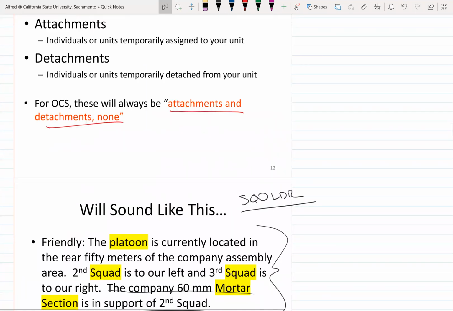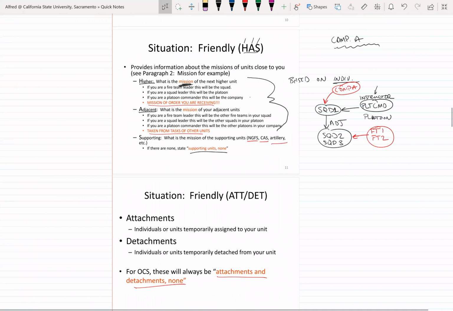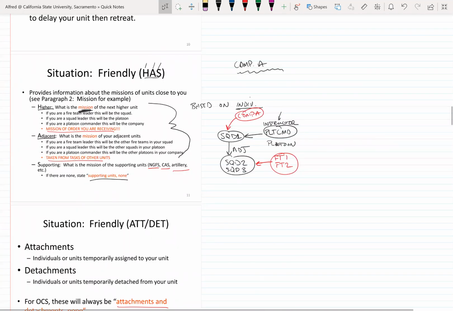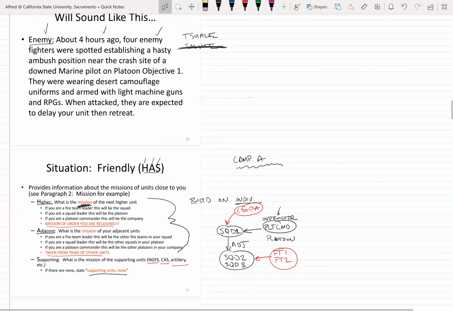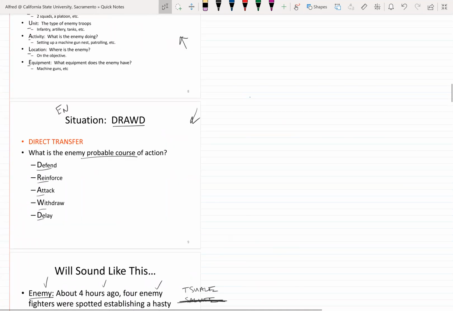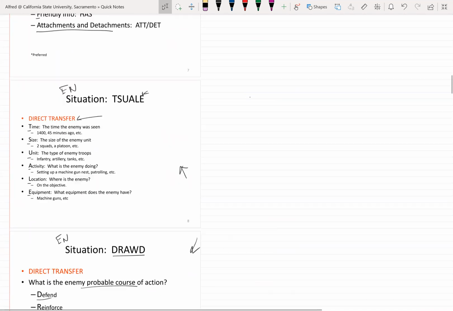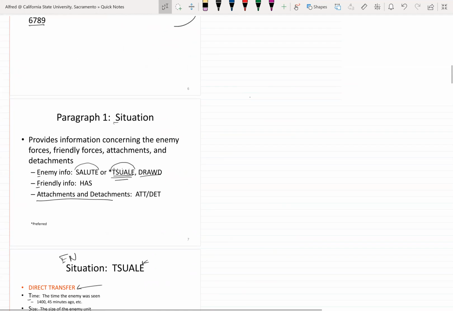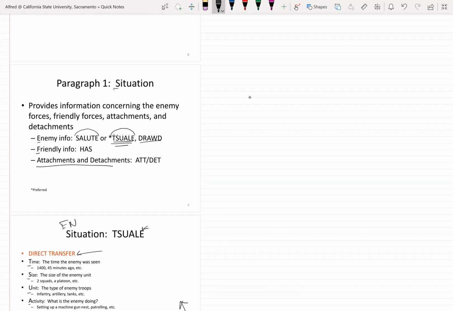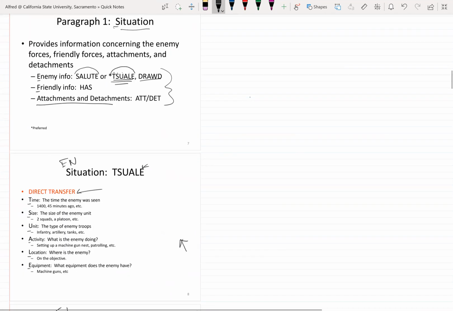So that's situation. That covers 2 paragraphs right now. And situation as a whole is, oh, it's not loading. Where is it? There it is. Situation is the enemy situation plus the friendly plus the attachments. It's all just one big header. So these are all subcategories of the main category.